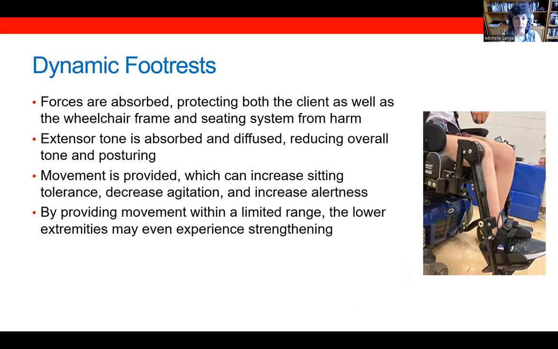So let's back up for a minute and talk about dynamic footrest. Dynamic footrests provide movement, and we just talked about those 3 available movements. By providing this movement, forces from the client are absorbed. This protects both the client from injury as well as protecting the wheelchair frame from breakage. A very common area of breakage is at the footrest hanger. Extensor tone is absorbed and diffused, and this reduces overall client tone and posturing.